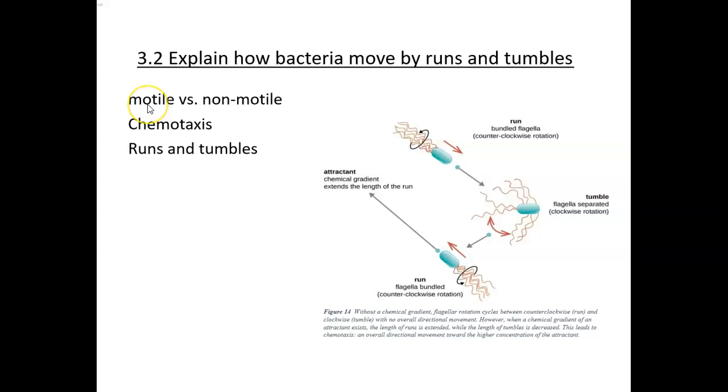If a bacterium can move on its own, for example, if it has flagella and it's swimming around, you're looking under the microscope and it's moving all over the place, we say it's motile. Motile bacteria are able to move on their own. But there's a lot of bacteria that don't have any way to move. They just sit there, and we call them non-motile.